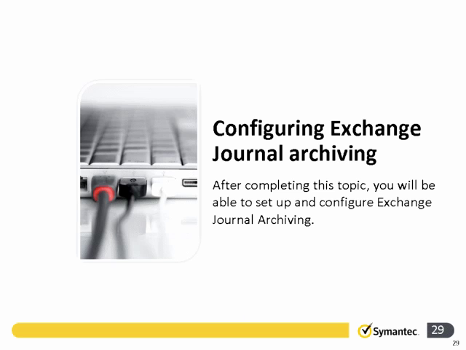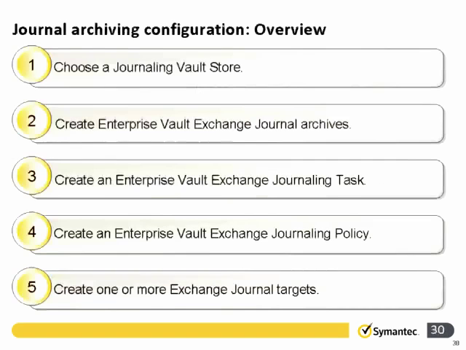So we've gone through and talked about the basic concepts of the Exchange journaling piece of the puzzle and a little bit about how that's interacting with the Enterprise Vault environment. Let's go through and look at how we have to set up or configure the Exchange journaling within Enterprise Vault. So the basic process is to choose a journaling vault store, create the Enterprise Vault Exchange Journal archives, then create the Exchange journaling task.